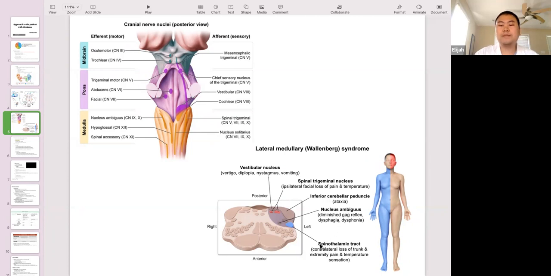And also the spinothalamic tract. If there's damage, there will be contralateral loss of trunk and extremity pain and temperature sensation. So this is called lateral medullary syndrome, which can be caused by ischemia of the PICA, the posterior inferior cerebellar artery. We can also see other nuclei close to it, like the facial nucleus and the abducens nucleus. So all this brain ischemia can cause vertigo and damage to other nuclei, causing different symptoms. So when we see these symptoms, we should bear in mind that for these patients, these are sensory, central problems, and not peripheral.